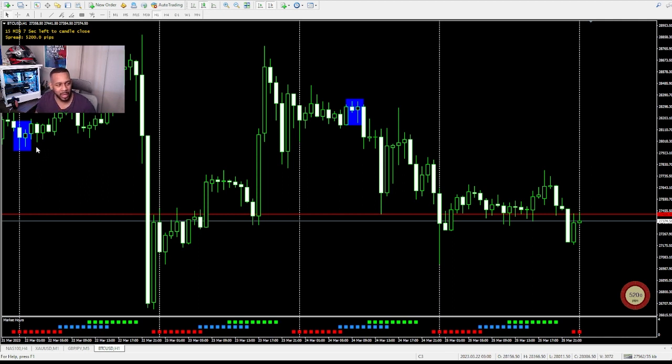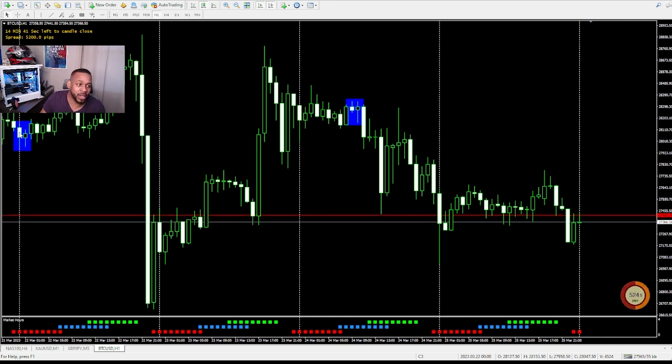But this is tweezer bottom and it's tweezer top. At the same time, this one here is a harami, where it's a bearish harami, where the bullish candle is larger than the bearish candle on the right. But pretty much as close to a tweezer pattern. You don't really get a lot of tweezer patterns where it's exactly the same size. But that's a good look at it.